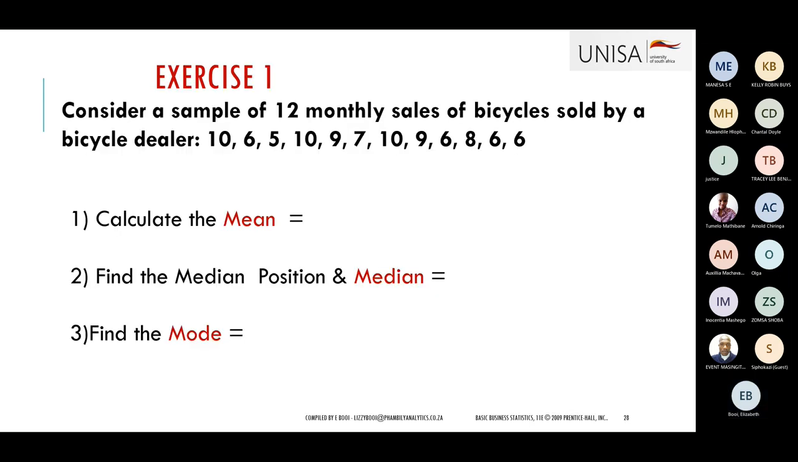Okay. Consider the following data from the sample. As you can see, they say the sample, so the formula you're going to use is X bar. From the sample of 12 monthly sales of bicycles sold by a bicycle dealer, calculate the mean, find the median position, find the median, and find the mode. Remember the median position? We use N plus 1 divided by 2.